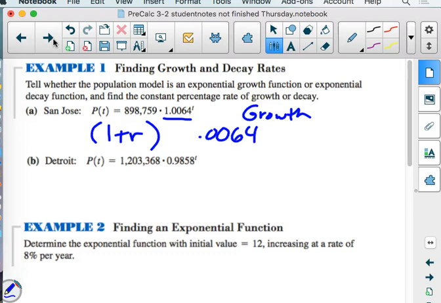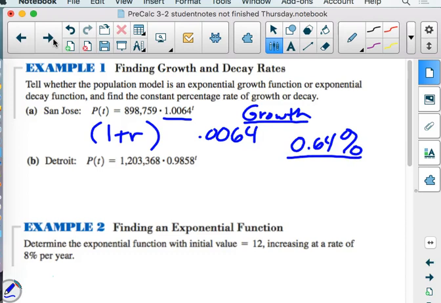And then we'd have to move the decimal over 2 places because we want to talk about this in terms of a percentage. So this would be 0.64%. Now the 1.0064 would be called the growth factor. Everything inside those parentheses is the growth factor. But they were asking us for the constant percentage rate of growth or decay. Done. It's growth.